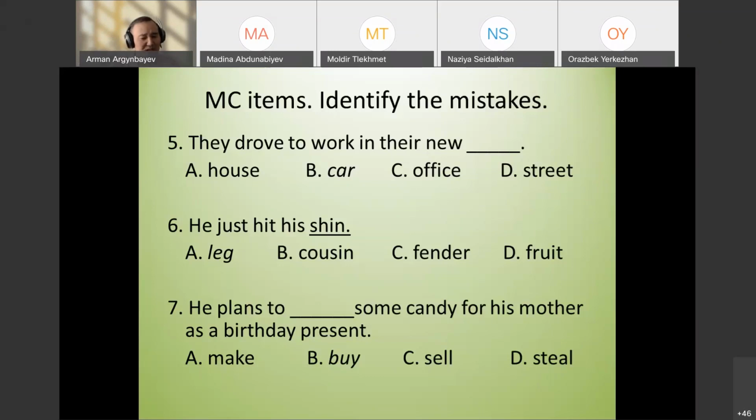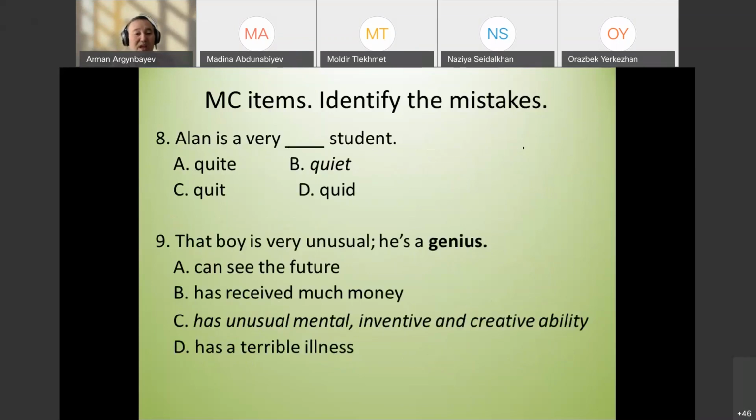Okay, 7. He plans to buy some candy for his mother as a birthday present. Answers can be right according to the missing context. To make some candy. Actually, he can make some candy, right? If he is a cook, if he likes. Several answers are possible. Alan is a very quiet student, and quid student.